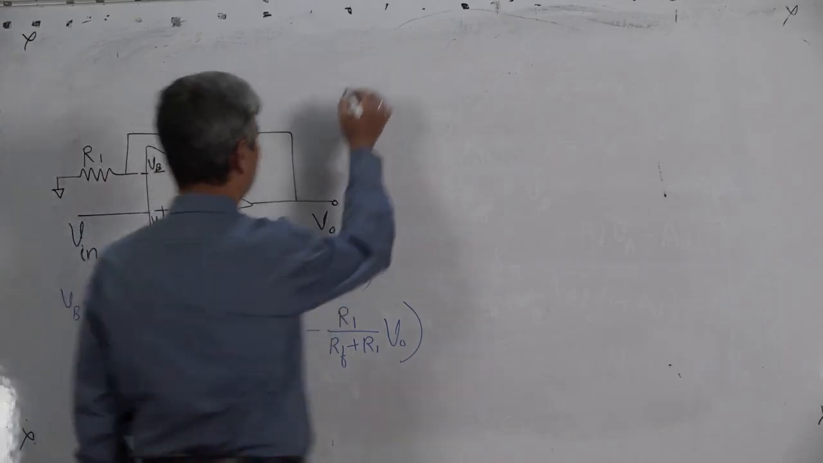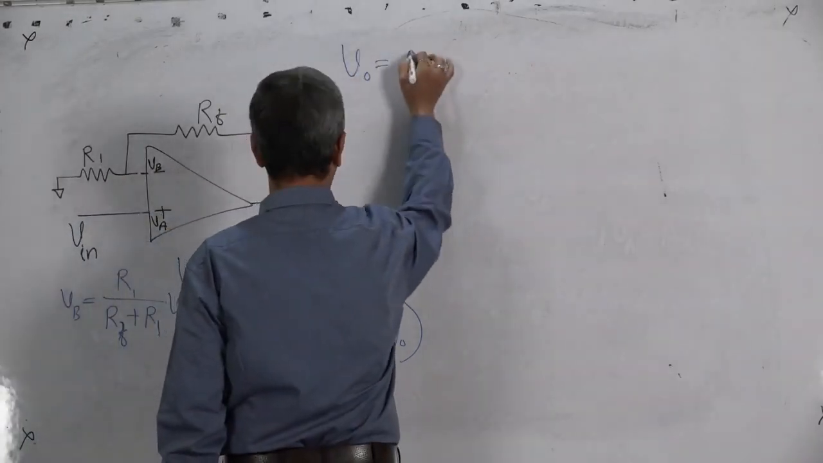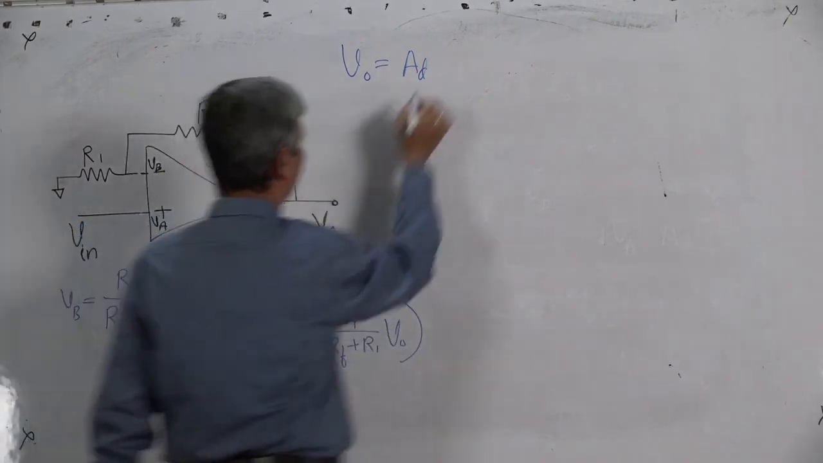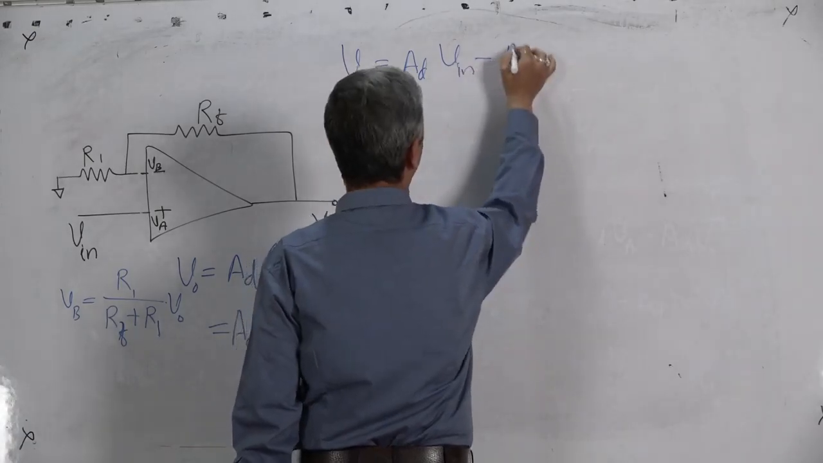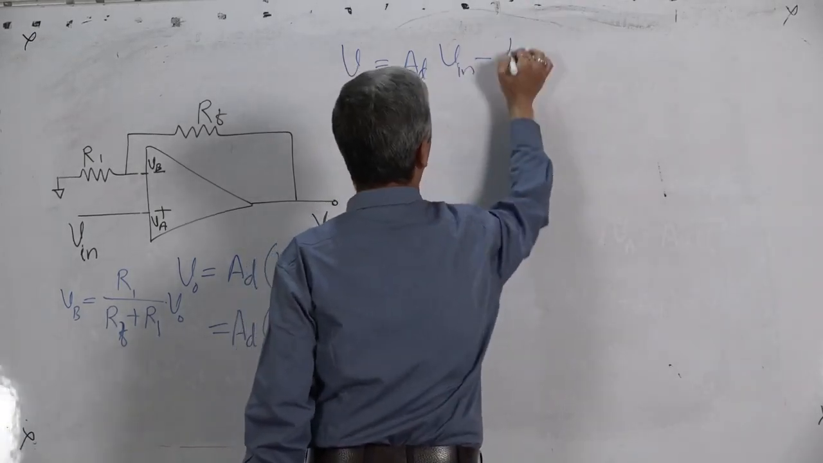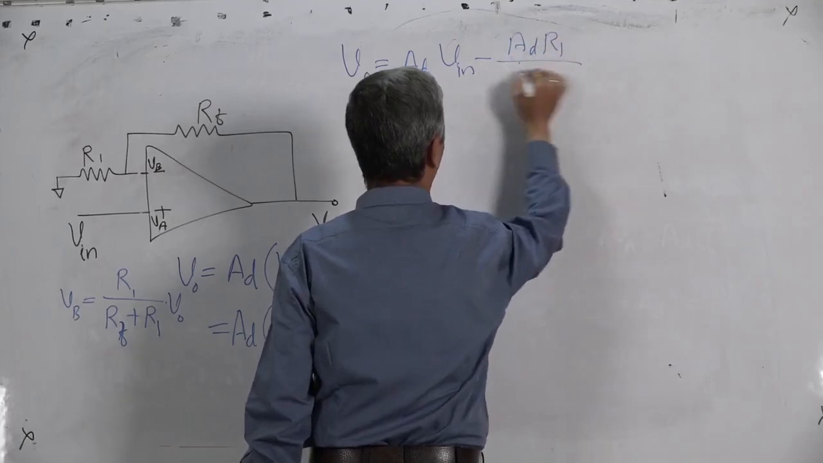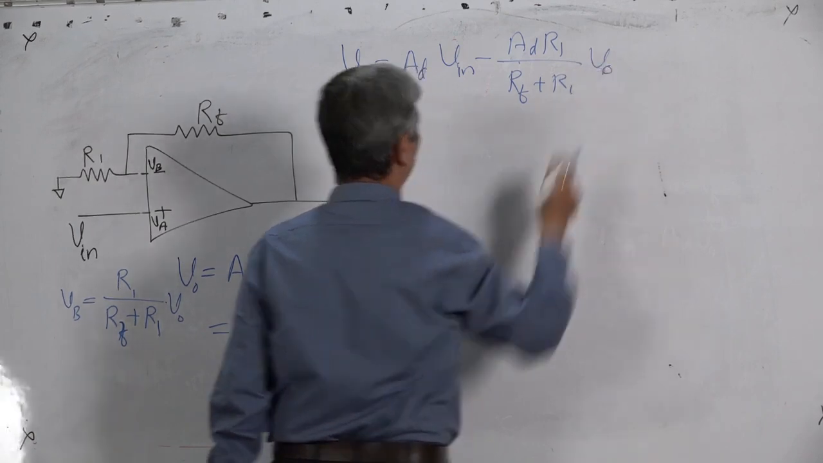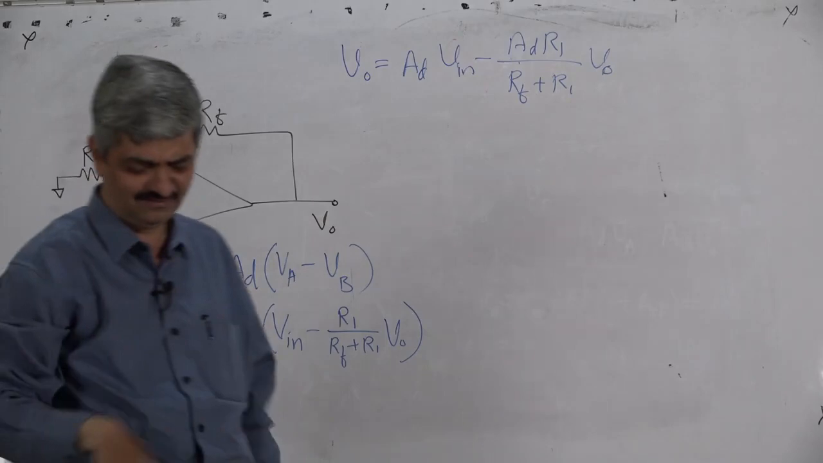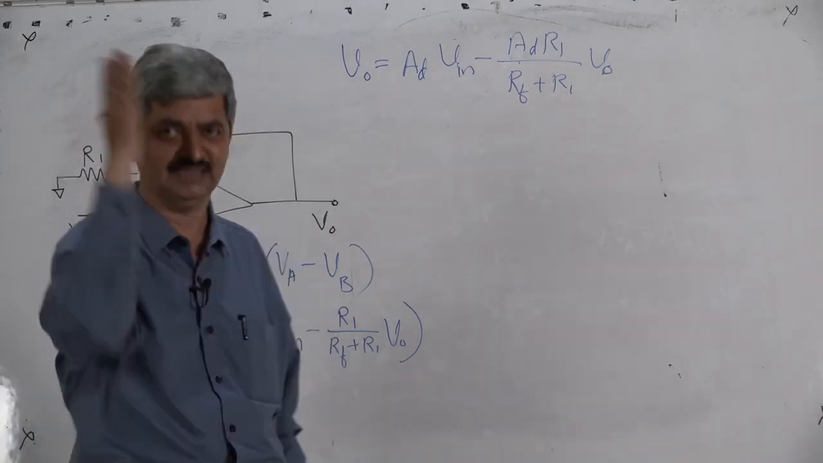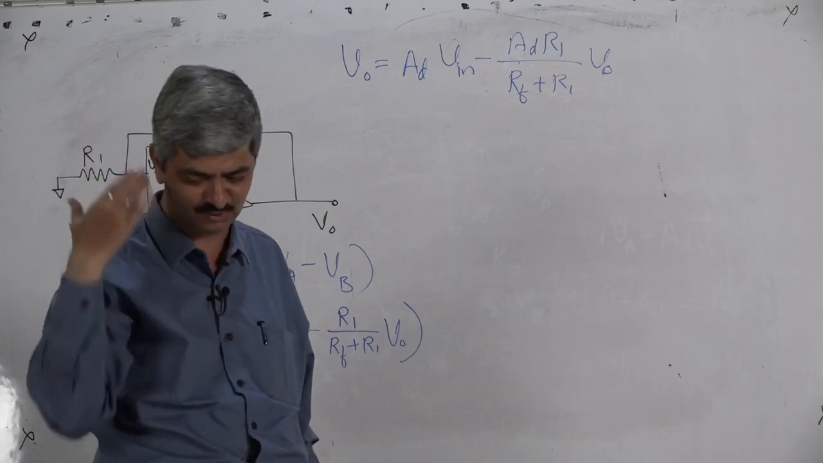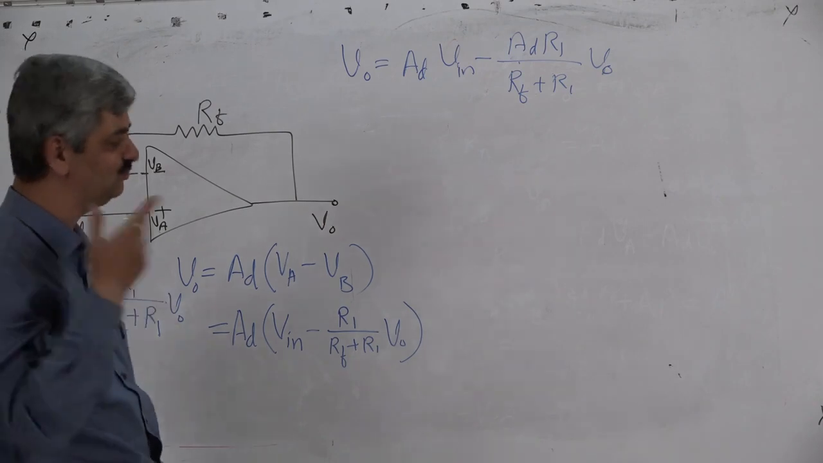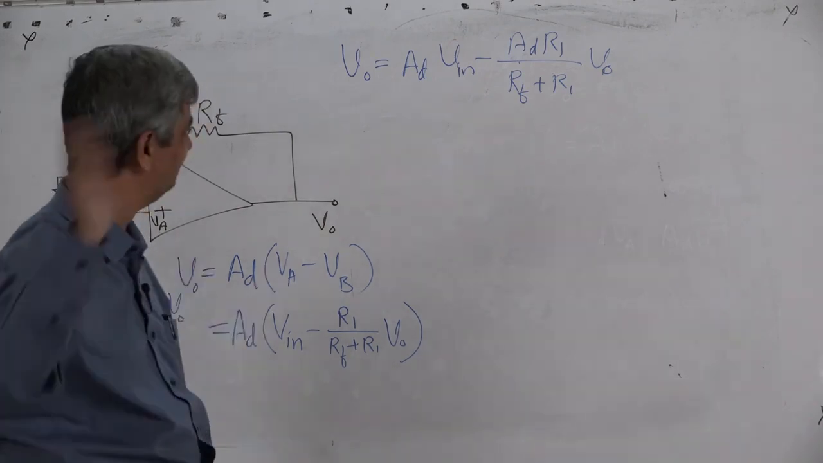So, I restart working. VO is equal to AD. Just multiply inside, a very simple way: AD V in minus AD R1 upon RF plus R1 into VO. Now, it is an equation which is again high school level. But how do we proceed? We are somewhat allergic to the denominator. Denominator is something we do not like. Integration is something we do not like. PNP transistor is something we do not like. NPN transistors we like, derivatives we like, numerators we like. So, get rid of the denominator.